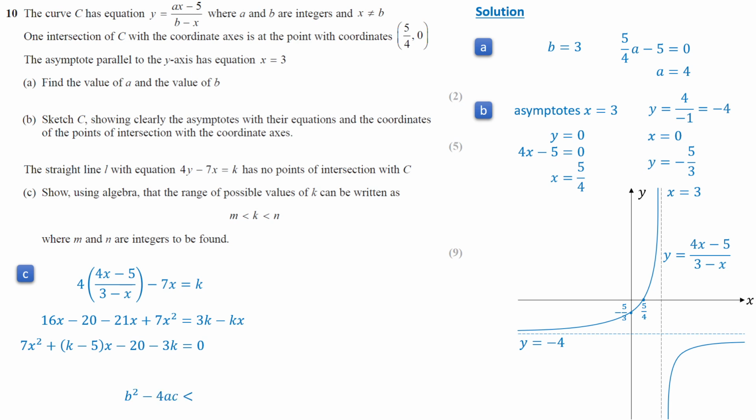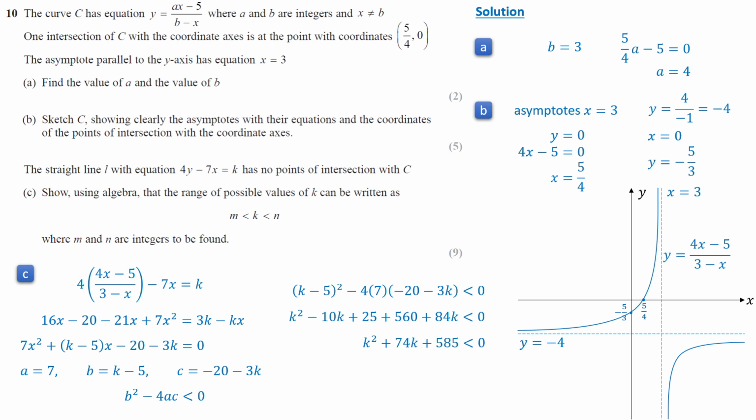To ensure there are no intersection points, the discriminant of this quadratic equation must be less than 0. The discriminant is given by b squared minus 4ac, where a equals 7, b equals k minus 5, and c equals negative 20 minus 3k. So, we solve the inequality (k minus 5) squared minus 4 times 7 times (negative 20 minus 3k) is less than 0. Simplifying the expression gives k squared plus 74k plus 585 is less than 0. We can factor this as (k plus 9) times (k plus 65) less than 0. Thus, k must lie in the interval between negative 65 and negative 9 for there to be no intersection points between the curve C and the line L.